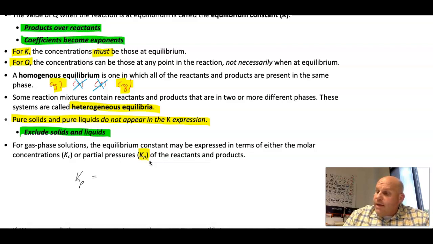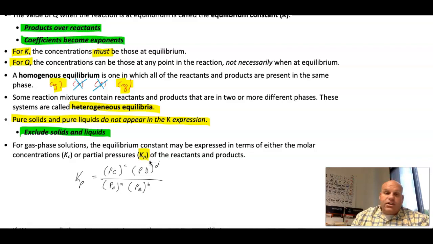So thinking back to our original reaction, if we had all gases and the data given to me were their partial pressures, then it would be the pressure of C raised to its coefficient times the pressure of D raised to that coefficient, and so forth as I set this up. So if they gave me concentration values, I'd be solving for Kc. But if they gave me pressures, then I would be solving for Kp. Again, setup and everything is the same.